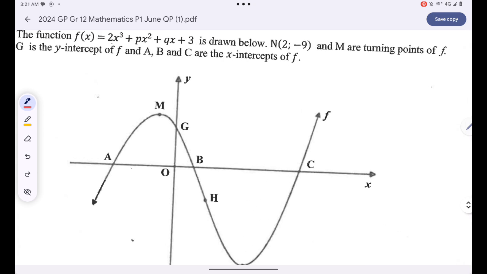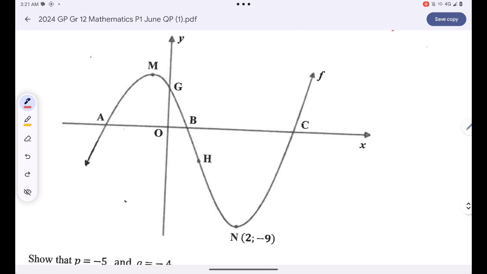Okay, we are given the equation of f of x. f of x is equal to 2x cubed plus px squared plus qx plus 3. Since we are given the turning point, guys, it simply means we are supposed to use the derivative. Are you together? And the derivative of my graph at the turning point will be equal to 0.